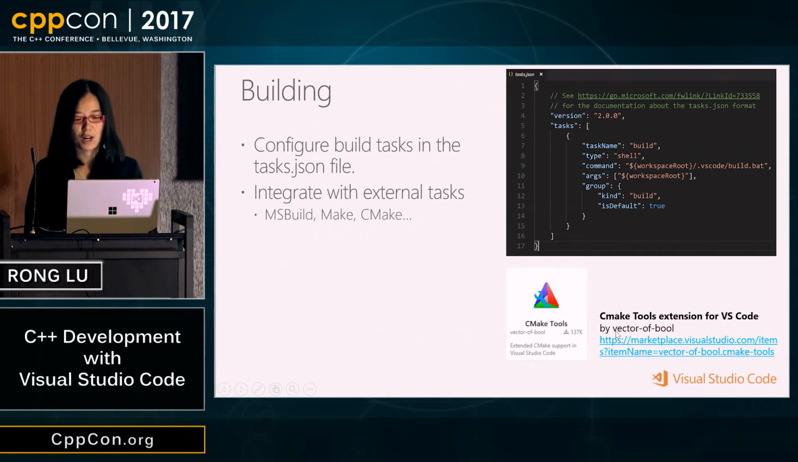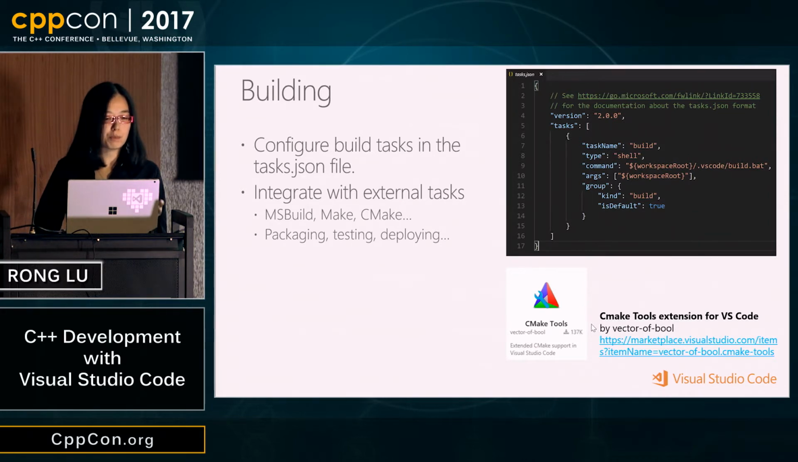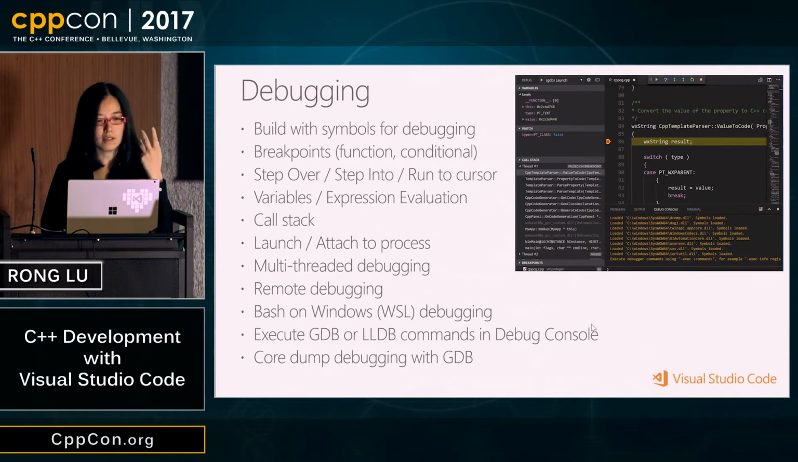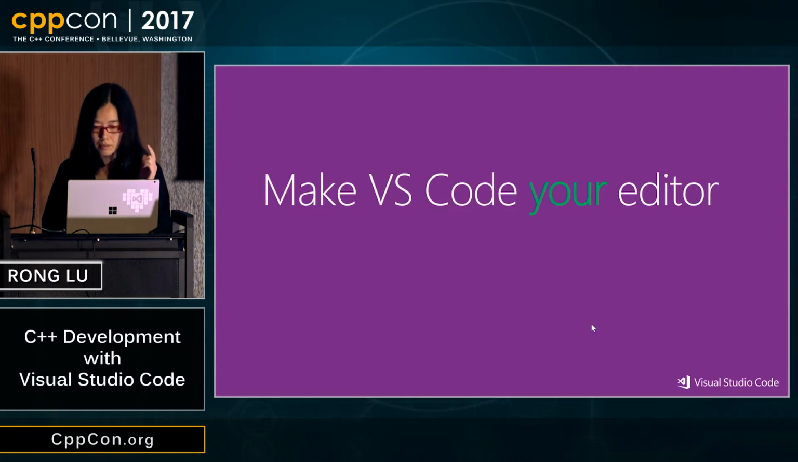He did a really good job getting the CMake experience in VS Code, so you can build CMake projects with very minimal effort in VS Code. External tasks, which means you can do anything else beyond debugging as well. You can do maybe packaging, testing, deploying. There's problem matcher and the integrated terminal I showed you, and a bunch of debugging features.